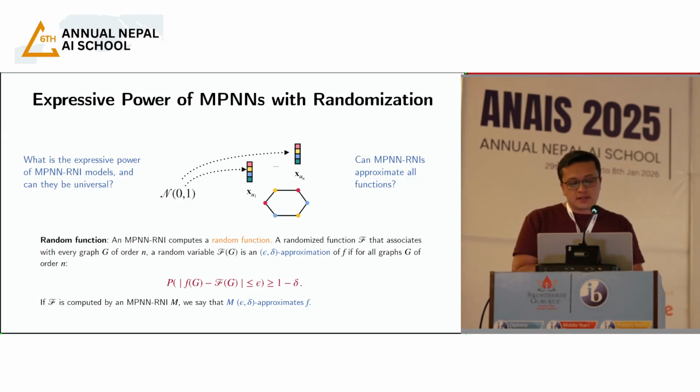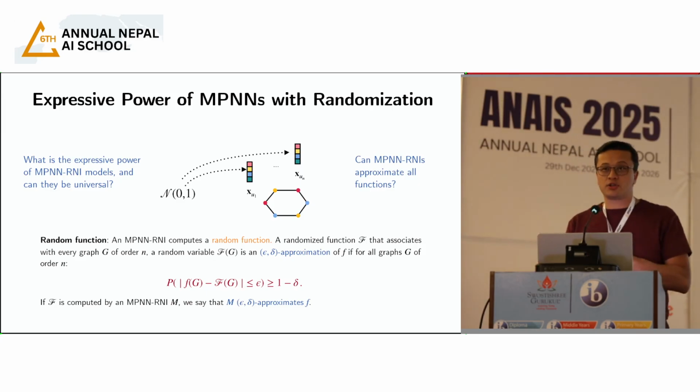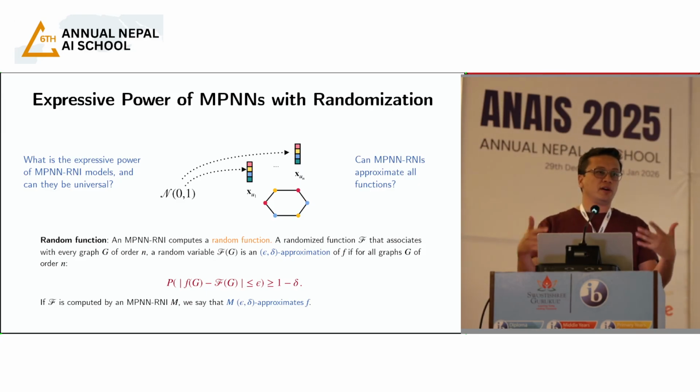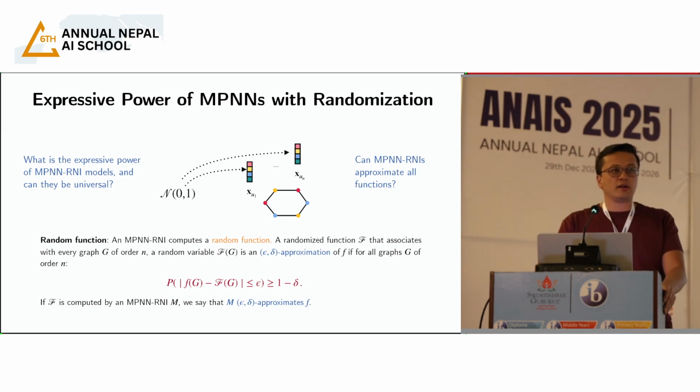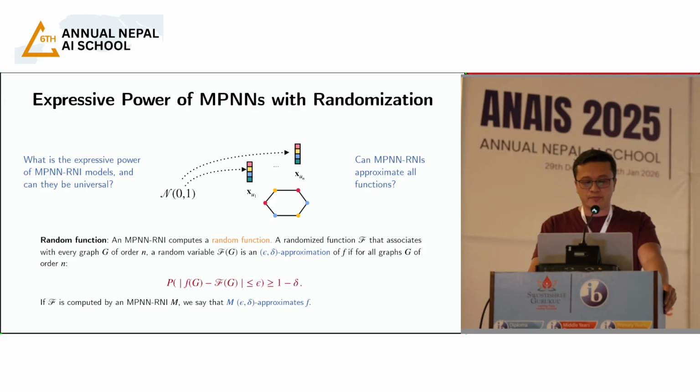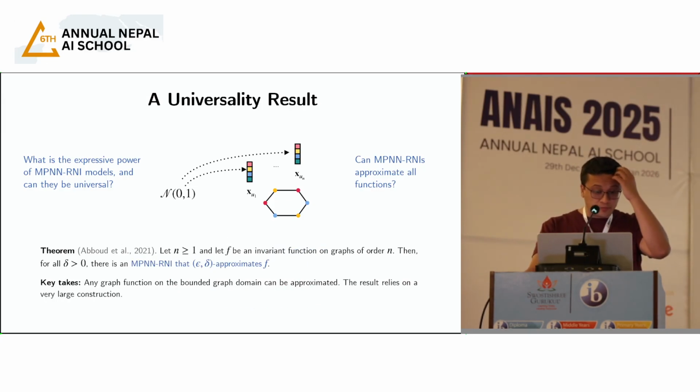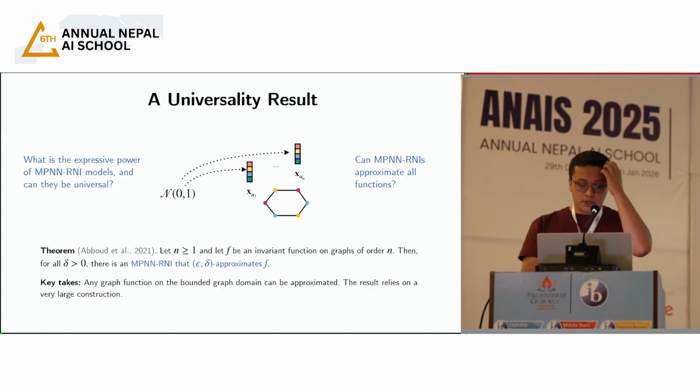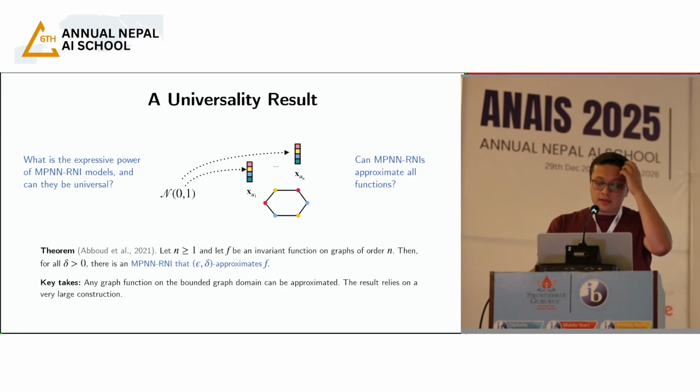And in this case, because this large F is computed by a message passing neural network with random node initialization, we can say that this message passing neural network epsilon delta approximates the target function f. So we can actually speak of function approximation using this notion. Good. And what is the statement then? Given these preliminaries, the result basically shows that yes, this is actually possible.